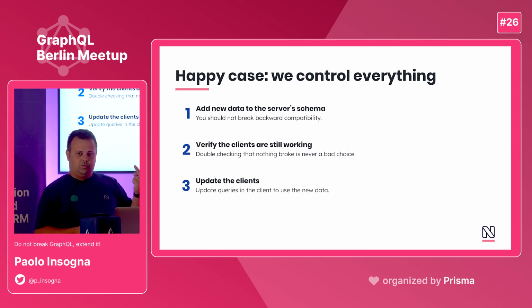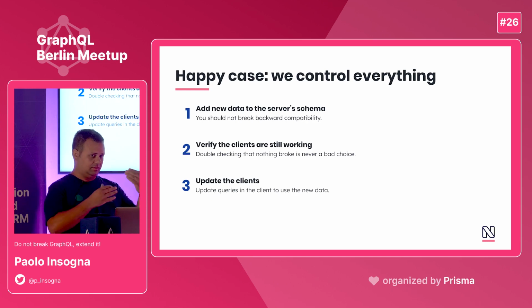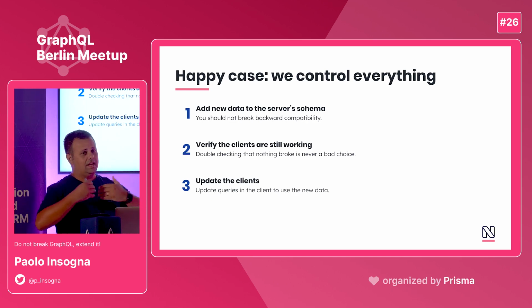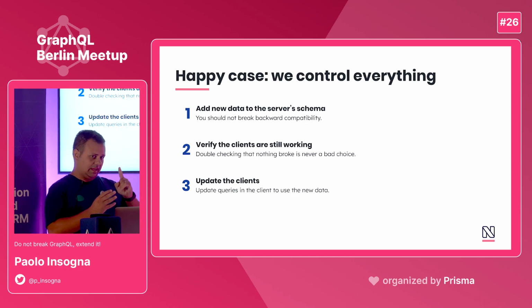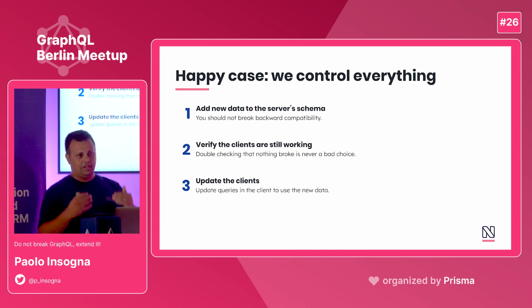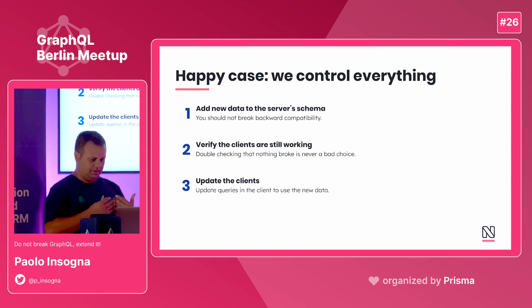Verify that clients are still working. I mean, double check. We know that we should double check. We should do unit testing, integration testing. We should do everything, right? So we have to check that we haven't broken backwards compatibility between client and server when modifying the schema. Which means that basically our modifications to the schema should, in theory, be additive. We can add new fields, we can add new types, but we cannot change the previous ones.